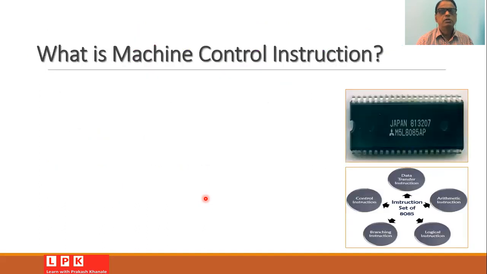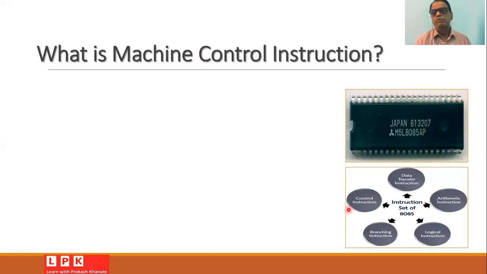So let us start the session with the question: what do we mean by machine control instructions for the microprocessor 8085? We know that 8085 is a very popular microprocessor, and it is the simplest type of microprocessor. By using it, we can design microprocessor based systems. Whenever we want to use this microprocessor, it is necessary to feed instructions to it. The instructions can be classified into different categories such as data transfer instructions, arithmetic instructions, logical instructions, branching instructions, and finally the control instructions.